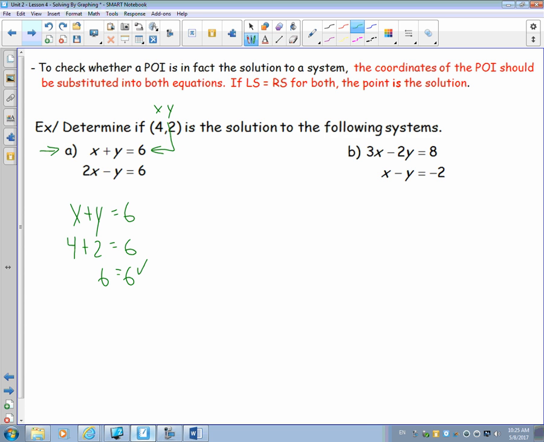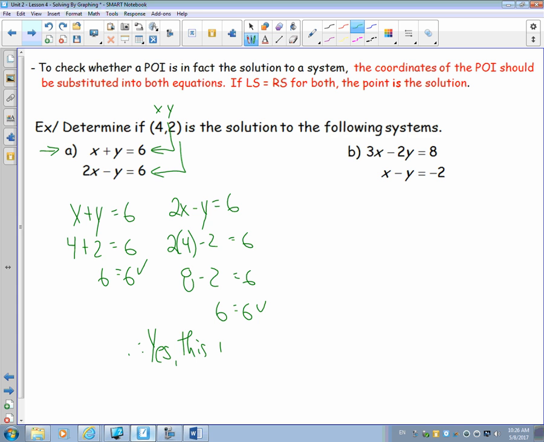But I have to make it work in both equations. So if I take the second equation and I use the same values, x is 4 and y is 2, and I do the math on the left-hand side here, I get 6 is 6, and I notice that it worked in both. So we could say that yes, this is the solution. Okay? But it must work in both. If it doesn't work in one, you've proven it's not on that line, so it can't be the solution.